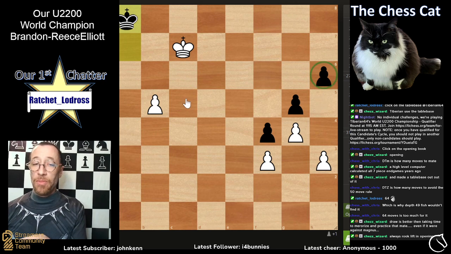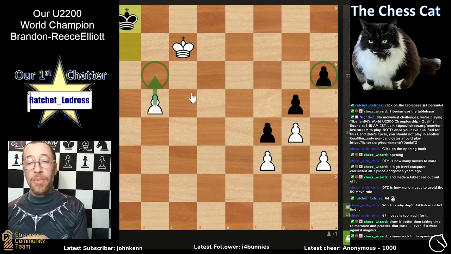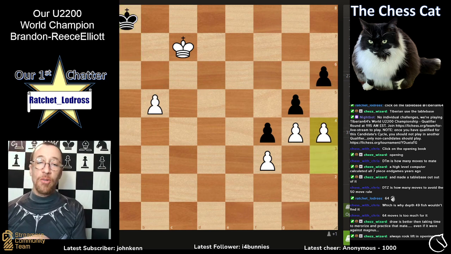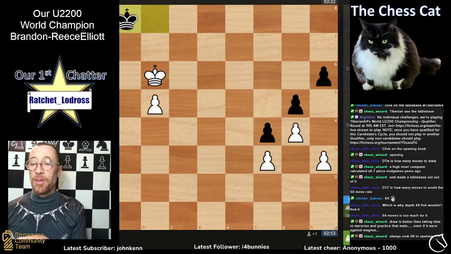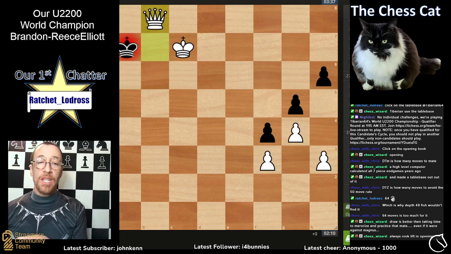Say again? Oh, it wouldn't be stalemate. True. He'd be forced to move the pawn. Yeah, he would be forced to move the pawn. Yes, you're right. And you can get the way through. Yep, so this is a win though, easy.